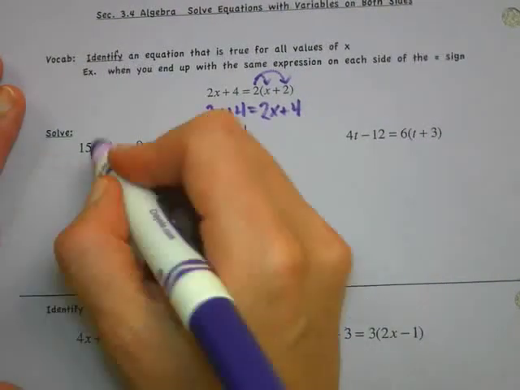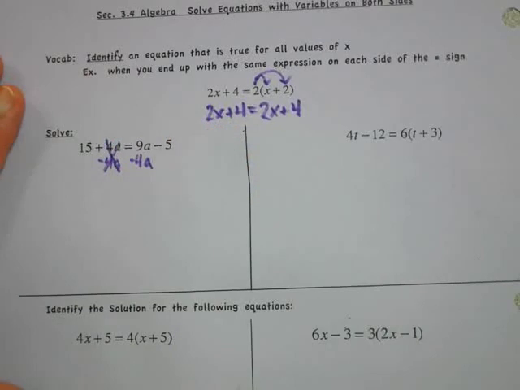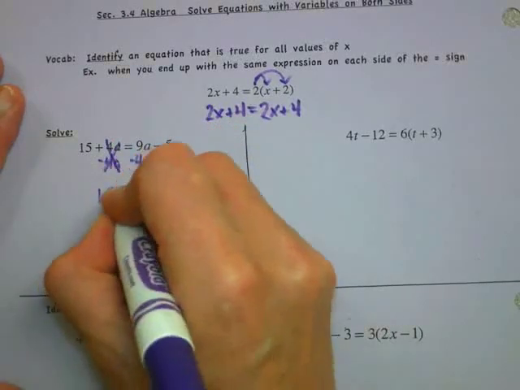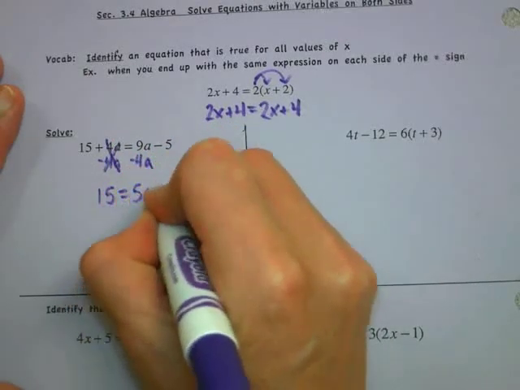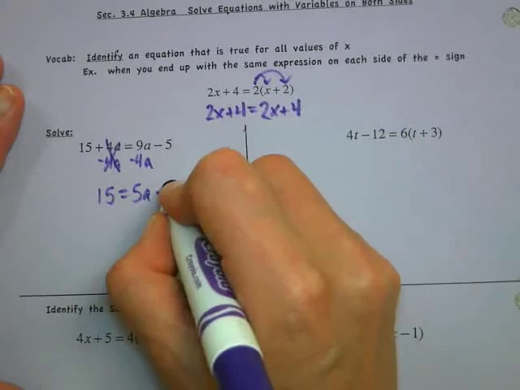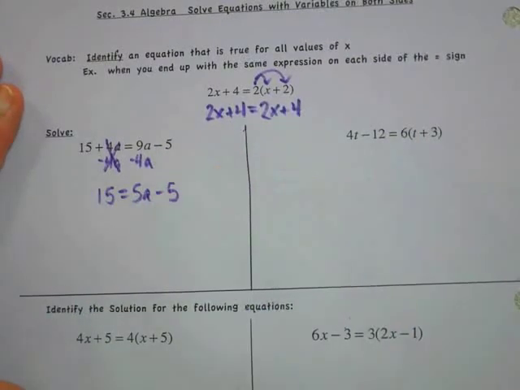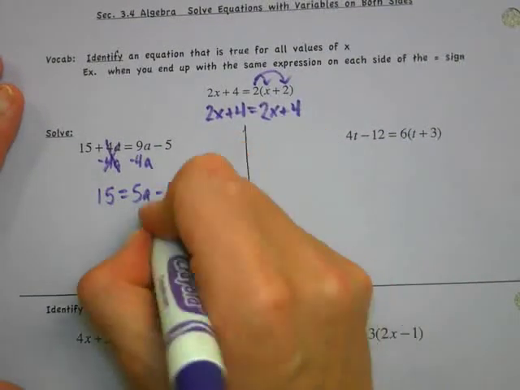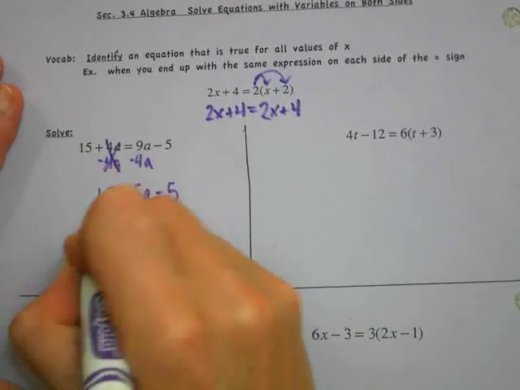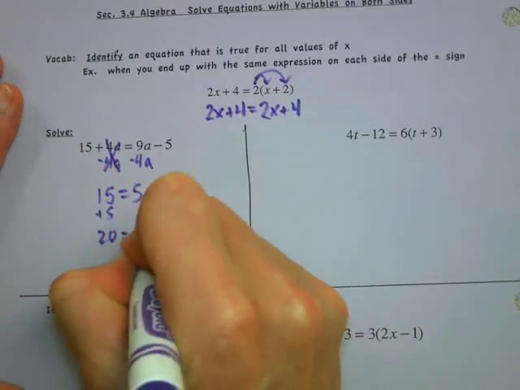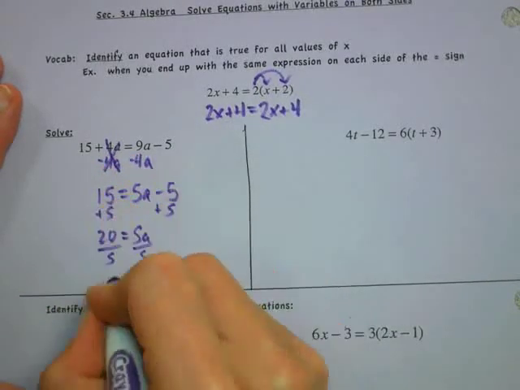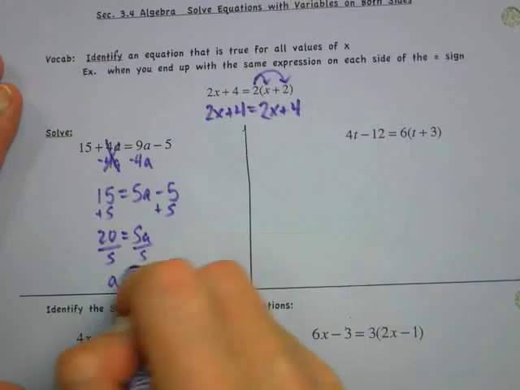So if I subtract 4a from both sides, I only line it up under the a's where the like terms are. I'm now left with 15 equals 5a minus 5. And what do I have? A normal old two-step equation. So 5a is 20, divide by 5, a equals 4. And I usually write it so that the variable is first.